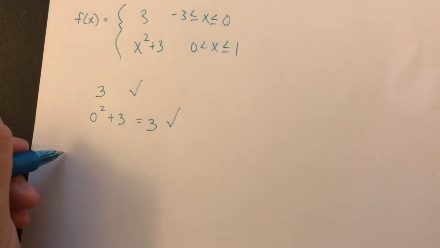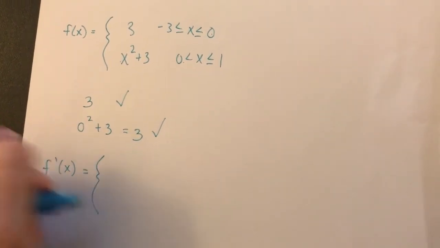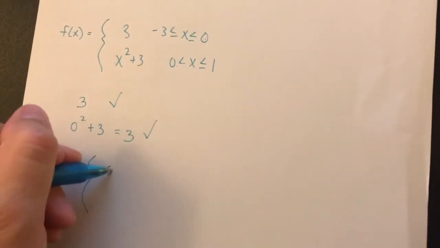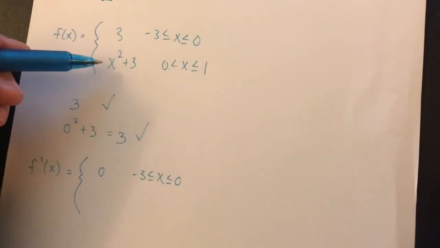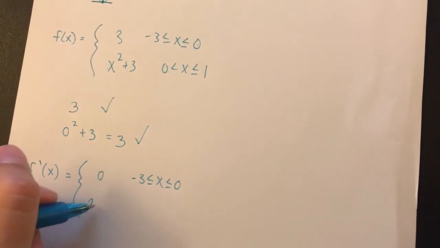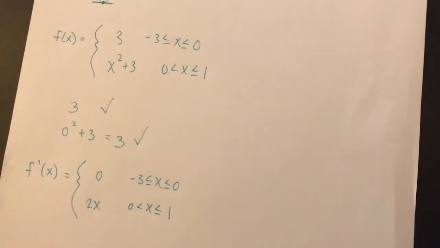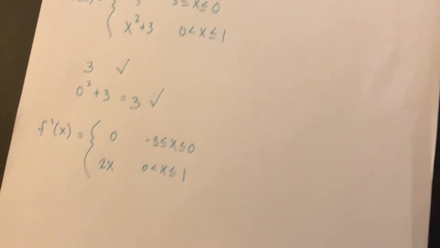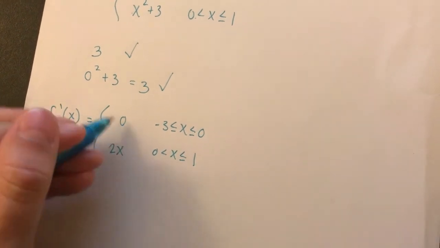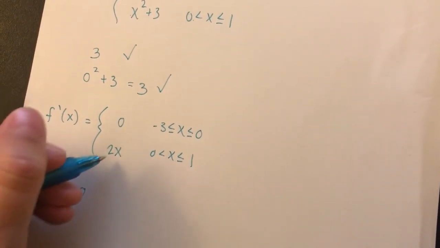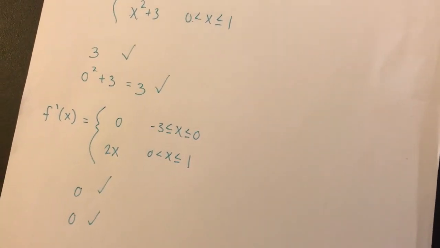In order to show that it's differentiable, I can take the derivative, so f prime of x equals, the derivative of 3 is 0, and the derivative of x squared plus 3 is 2x. And now, if I look to see whether or not it's differentiable at that point, I can plug in 0 again, which is my breaking point. If I plug in 0 to the top function, it's still 0. If I plug in 0 to the bottom function, still 0. So therefore, it is differentiable.